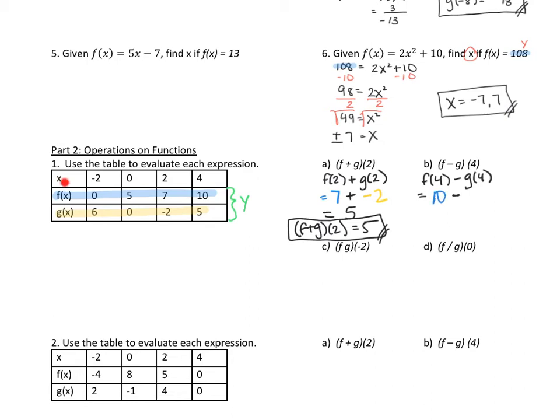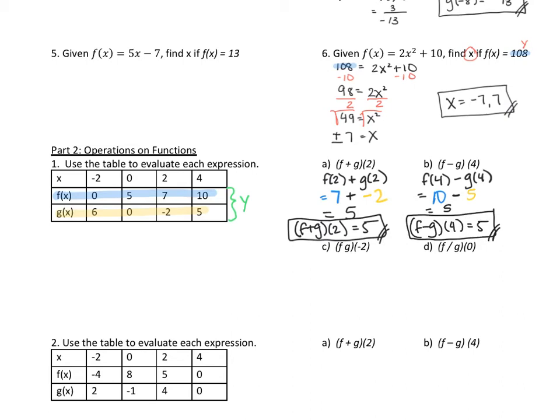Minus, when the x value is 4, the y value for g is 5. We're going to do 10 minus 5, which is 5, just like our other answer. So we can say that f minus g of 4 is equal to 5. Let's try this twice more with our two other operations.